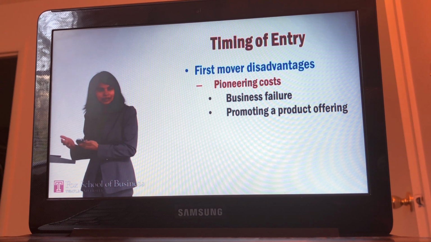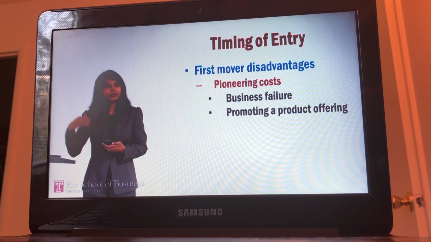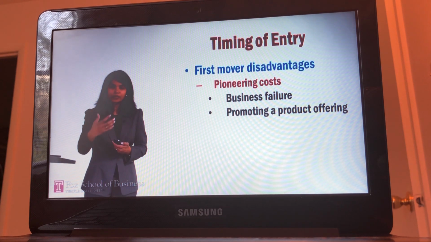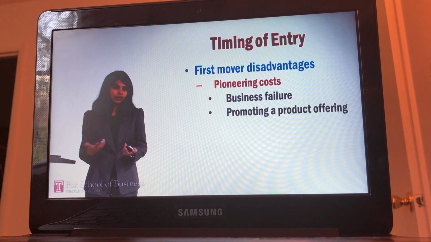But if you are a late entrant, you are late in the game, the other firm is already established, brand reputation is there, it's very difficult for you to break through. So these are some of the disadvantages of being a late entrant.